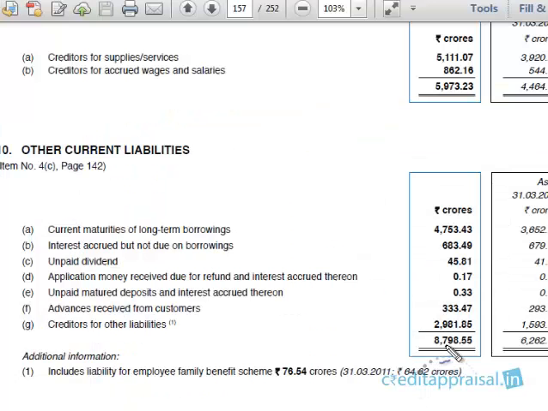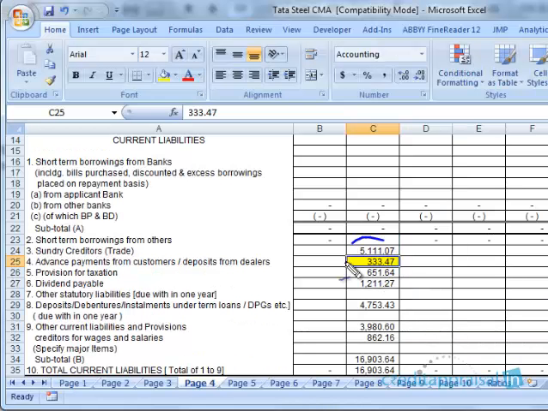Then there is an item called advance receipt from customers. This is 333 crores. This is a major item, and in CMA we will be having a separate row for advance receipt from customers. So let us put it there. So 333 we are putting under advance receipt from customers. Okay, advance receipt from customers is a current liability, because you have to provide the goods or service for the customers usually within the next 1 year. So it's a current liability.